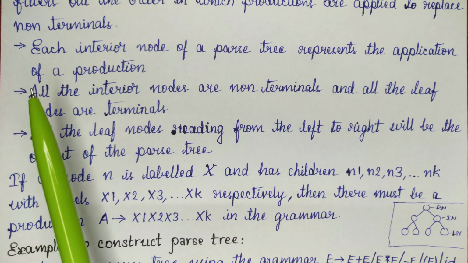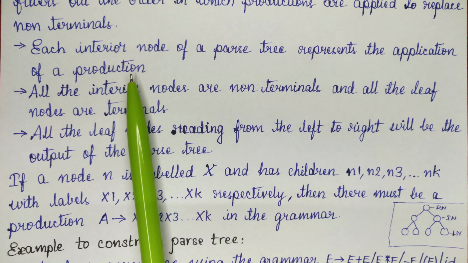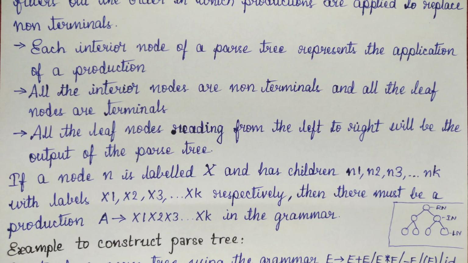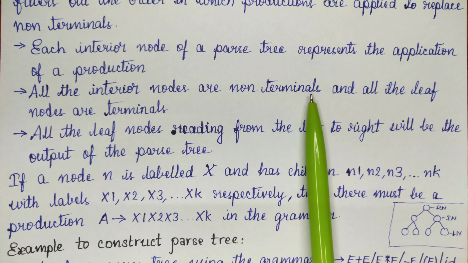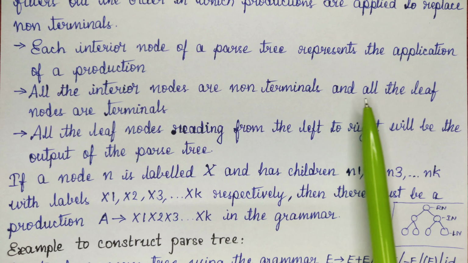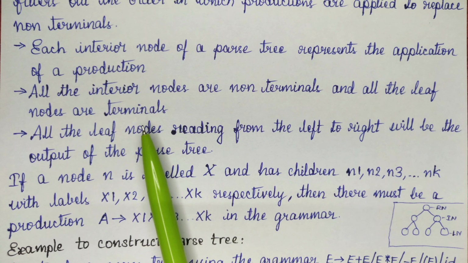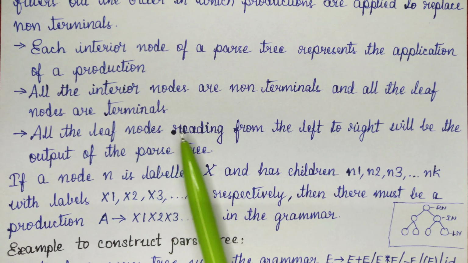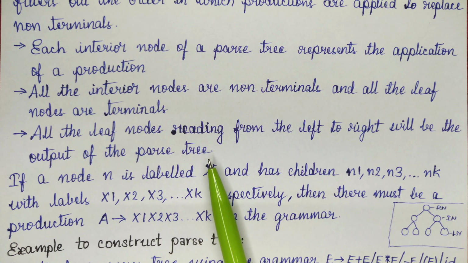Each internal node of your parse tree represents the application of a production. Means it will represent what the next leaf node is or what its next production is. And next, all the internal nodes are non-terminals, means uppercase letters or variables. And all the leaf nodes are terminals, means lowercase letters or digits. And all the leaf nodes reading from left to right will be the output of the parse tree.